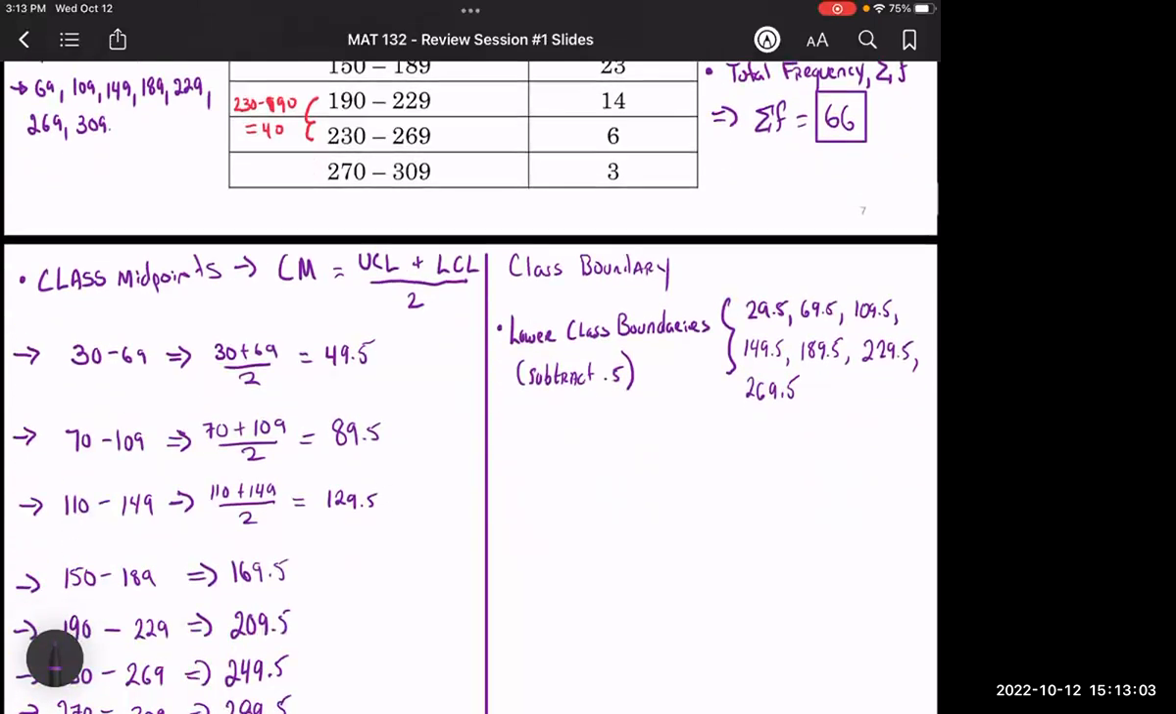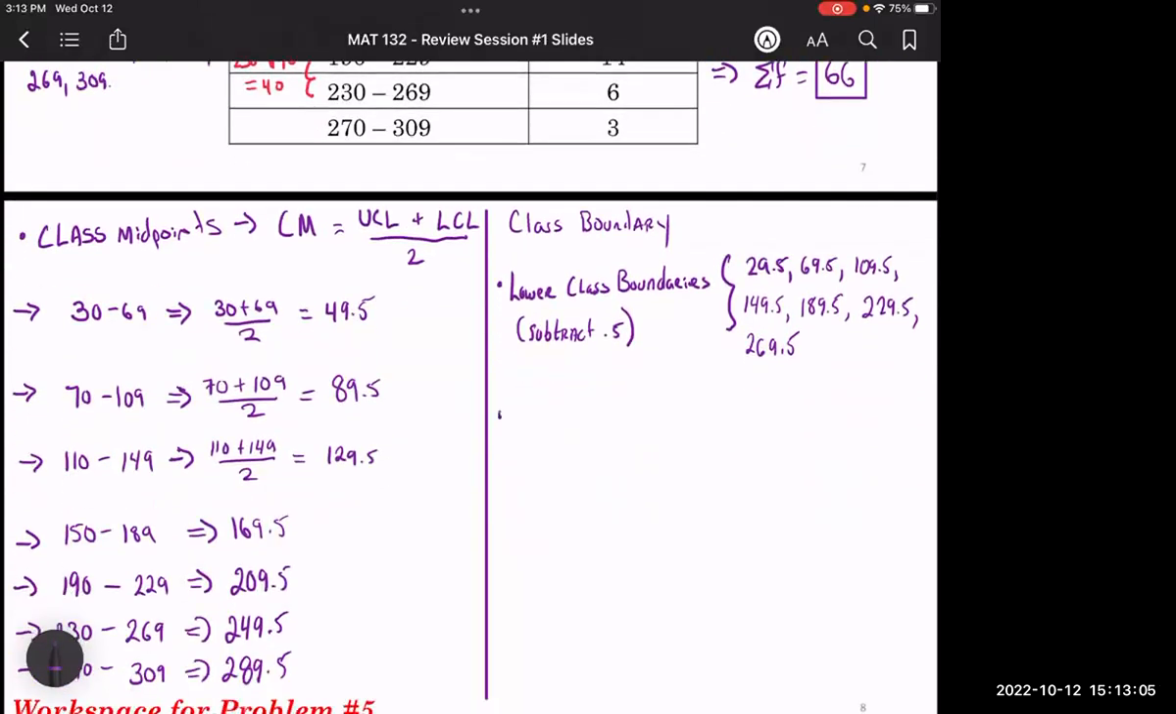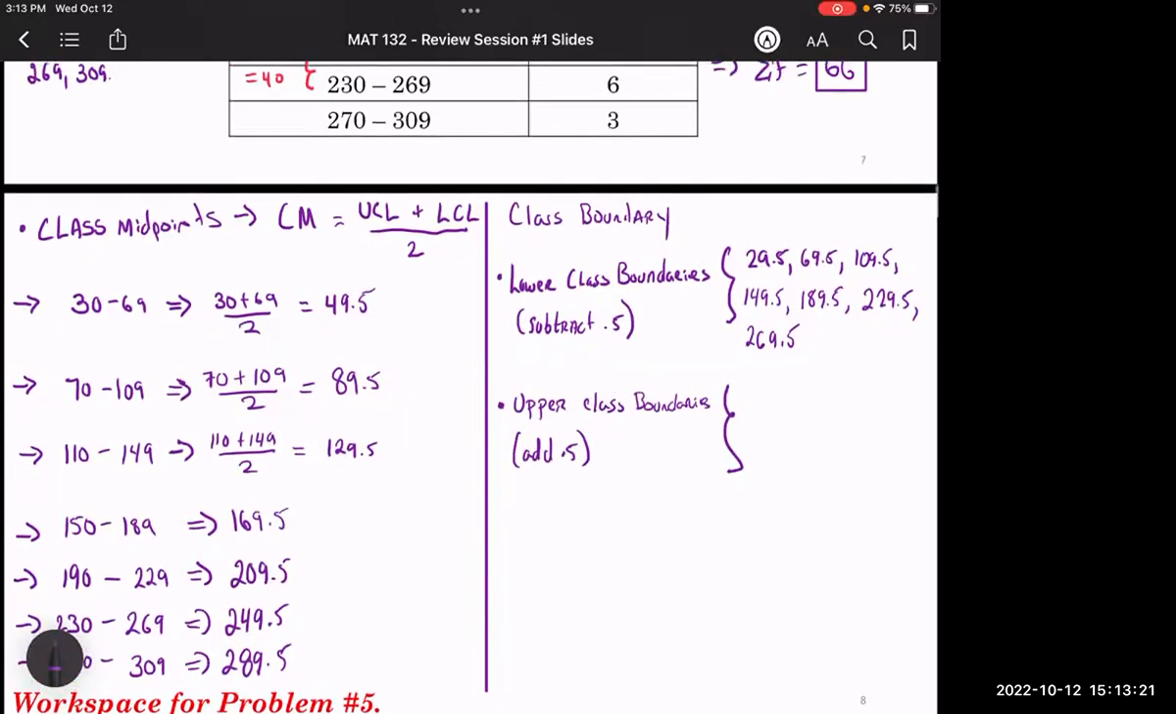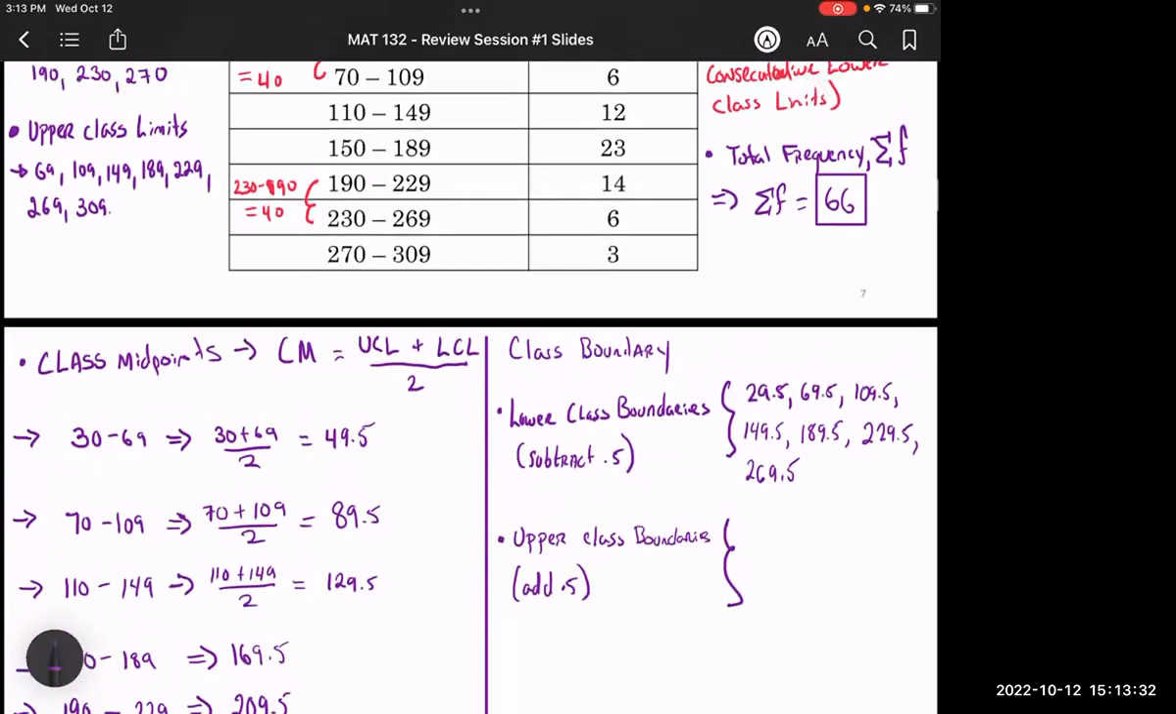How about the upper class boundaries? For the lower class boundaries, we subtract 0.5. On the other hand, for upper class boundaries, do you think we also subtract 0.5? Add, right? So we're going to add 0.5. I'm going to do them separately and then we'll write out the final answer, because you have to answer it in MyLab in a specific way. So you're not wrong, by the way. I just wanted to clarify.